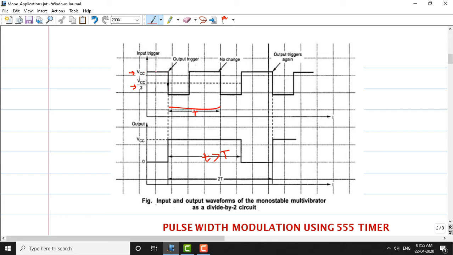See, when the trigger pulse goes low, as we have seen in the monostable operation, the output of a monostable multivibrator changes its state. So it changes from low to high. During this period, the capacitor will be charging. Once the capacitor voltage reaches 2 by 3 VCC, the output voltage drops here.